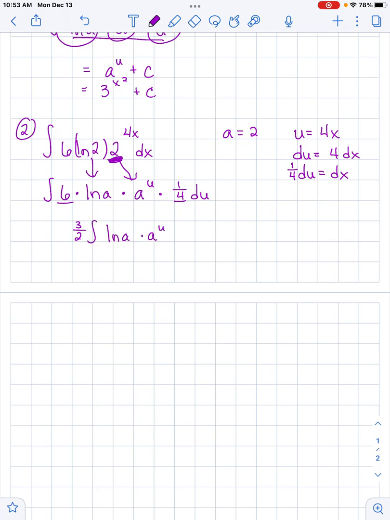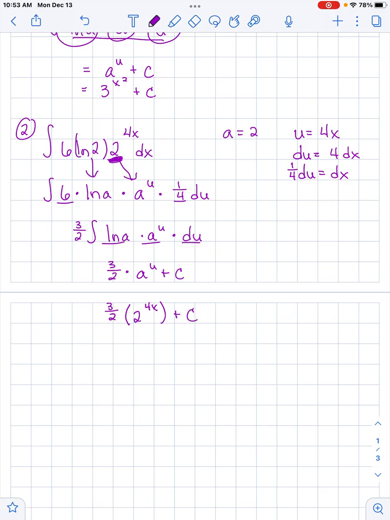parts that we need. The antiderivative of ln a to the u times du, or u prime, is just a to the u. In other words, these were the 3 parts that gave us the derivative of an exponential. So we end up with 3/2 times a to the u plus c, and in our case, a was 2, u was 4x, and plus a constant.